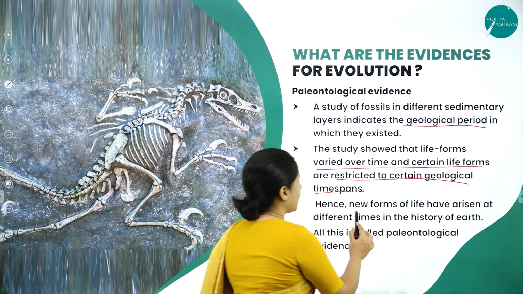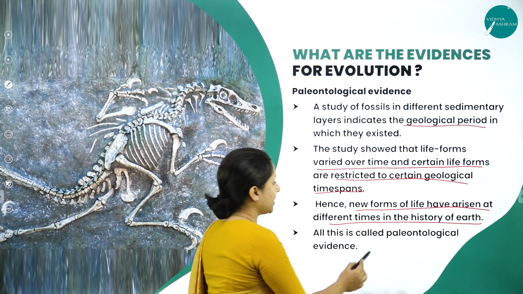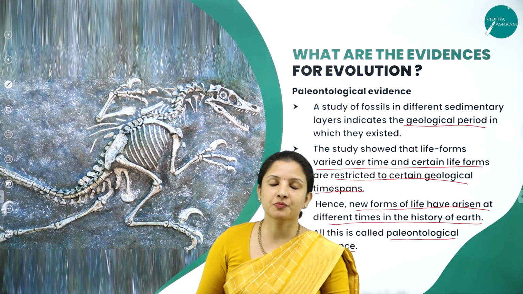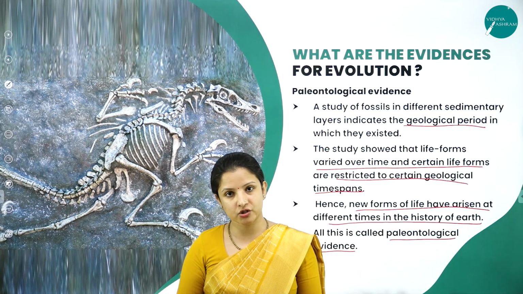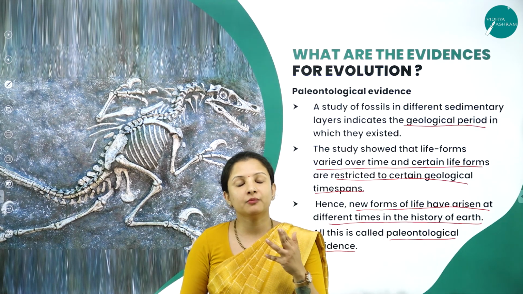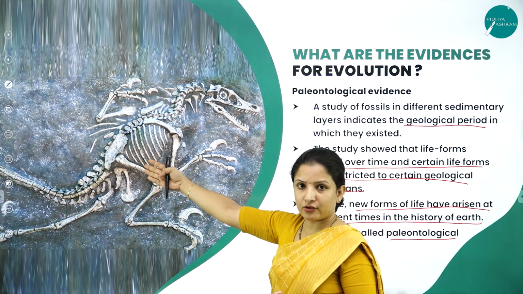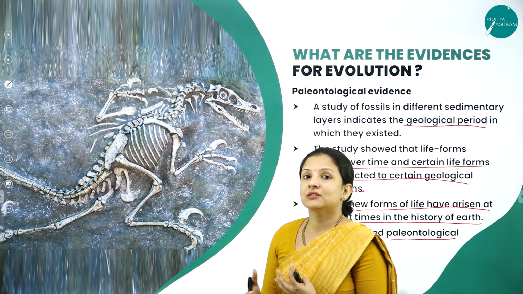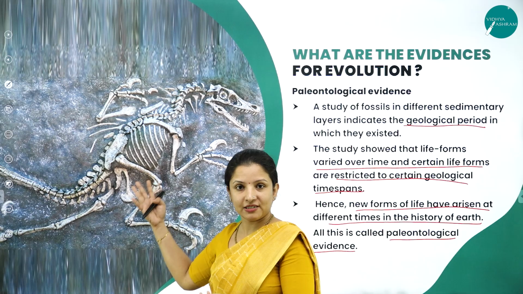Hence, new life forms have arisen at different times in the history of the earth, and all this is called paleontological evidence. Paleontological evidence eventually tells us which particular organism was ruling this planet during which geological period, and how present day organisms have evolved from them. For example, here we have the fossil of the dinosaur. By looking at their anatomy, don't you think that they represent the present day crocodiles? They represent the present day reptiles, almost all the reptiles, right? So this is how we get to know that maybe they have evolved from these particular organisms.